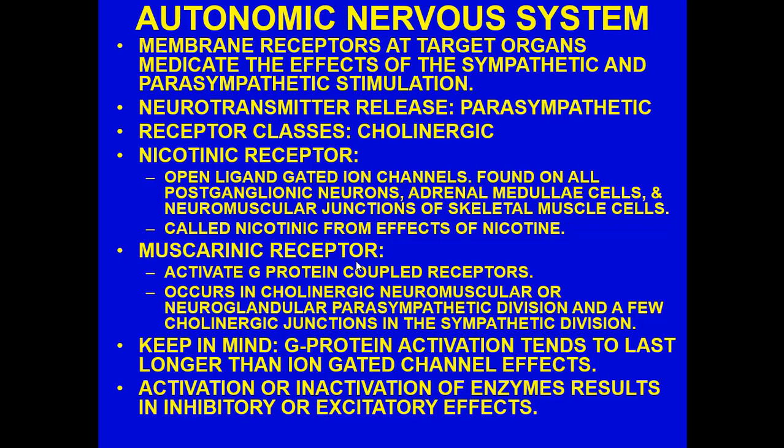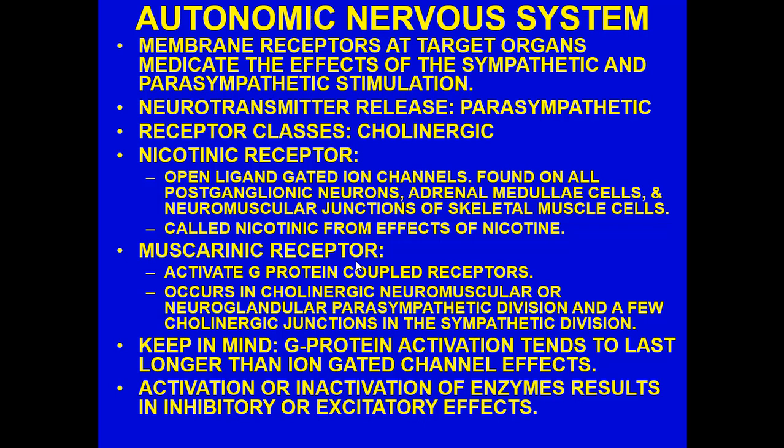A nicotinic receptor is an open ligand-gated ion channel. That's it. Nicotine binds to it, acetylcholine binds to it. It's found in all postganglionic neurons, excuse me, adrenal medullary cells, and the neuromuscular junctions of the skeletal muscle cells. It's called nicotinic from the effects of nicotine.